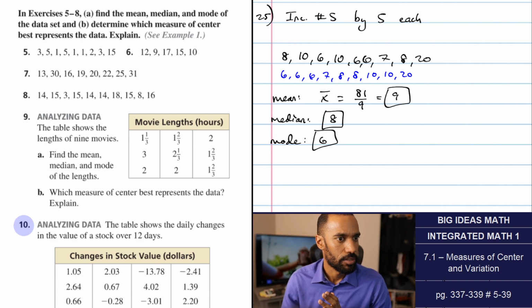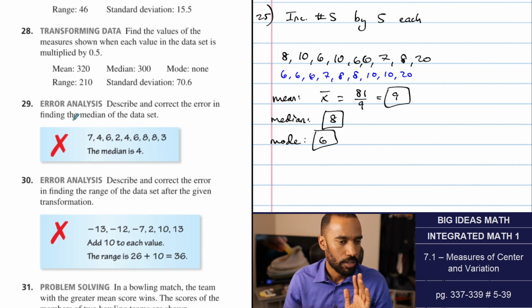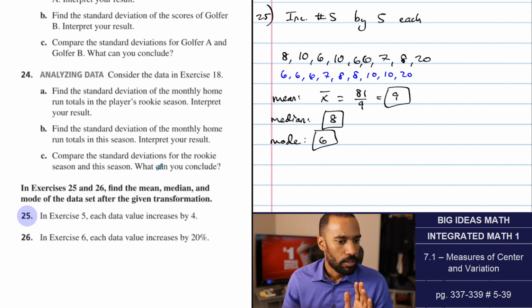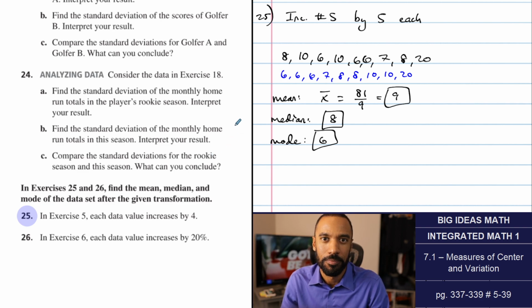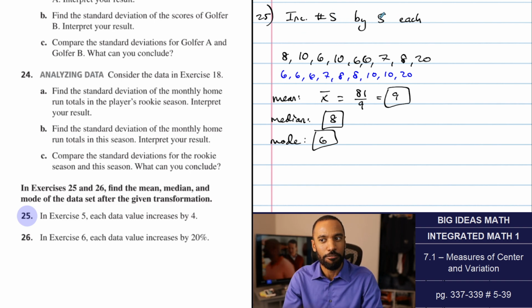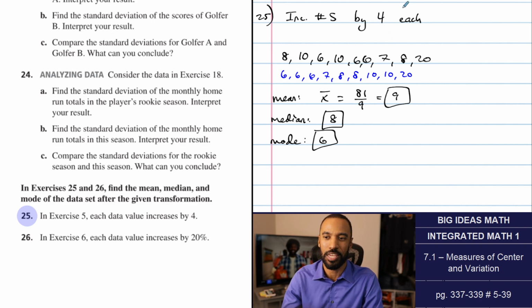What are the questions? Because they said compare, I'm sure. Oh, wrong set. Find them after the transformation, the mean, median, mode. Oh, they have to increase by 4. I was thinking when I said this, did I just write 5 because it was number 5? I'm sorry, guys. I was thinking, let's go back and check. No, I wrote it because it was number 5.